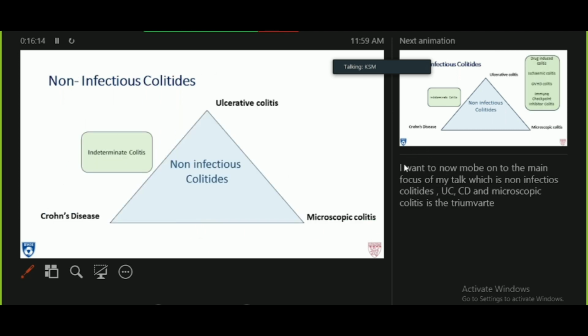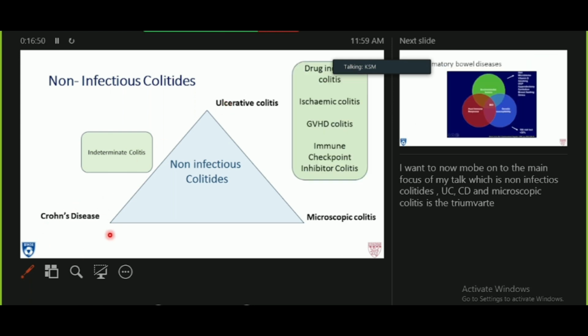Now, I just want to talk about the non-infectious colitides. There are 3 main types of colitis we think about in non-infectious colitides. This is ulcerative colitis, Crohn's disease, and microscopic colitis. And there are some individuals who have an indeterminate type of colitis. So they have features of either ulcerative colitis or Crohn's disease. Usually the management is that of ulcerative colitis, and over time they usually will declare themselves either being more of an UC type of picture or more of a Crohn's disease type of picture.